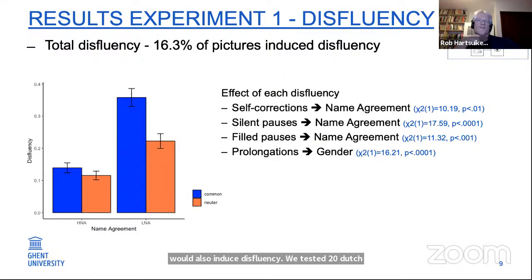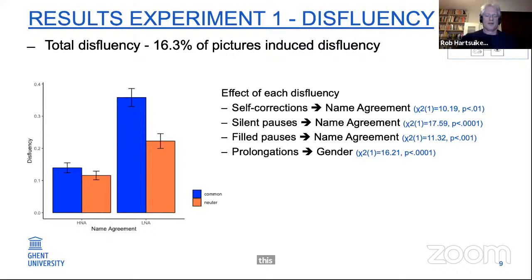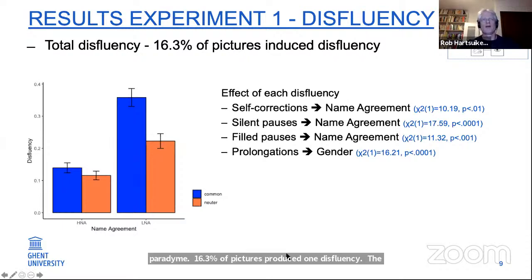And here are the results. Note first that we get quite a large number of disfluencies in this paradigm. So 16.3% of the pictures induced at least one disfluency. Let's look at the distribution then of the disfluencies as a function of name agreements. As you can see here, the low name agreement items elicited much more disfluencies than the high name agreement condition as predicted. We also found an effect of gender.